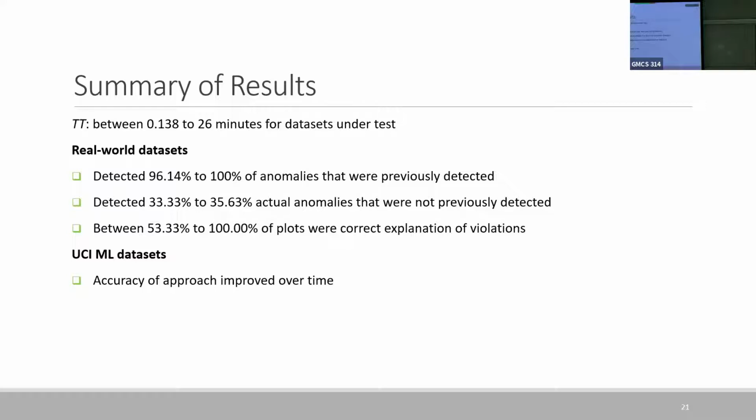In general, between 53 to 100% of the visualization plots were correct explanations of violations. When we looked into detailed examples of these plots, the decision trees were more useful than the suspiciousness score per attribute. And we used the UCI machine learning data sets to observe the accuracy of the approach over time, and both true positive rate and false negative rate improve over time after using feedback from the domain expert.